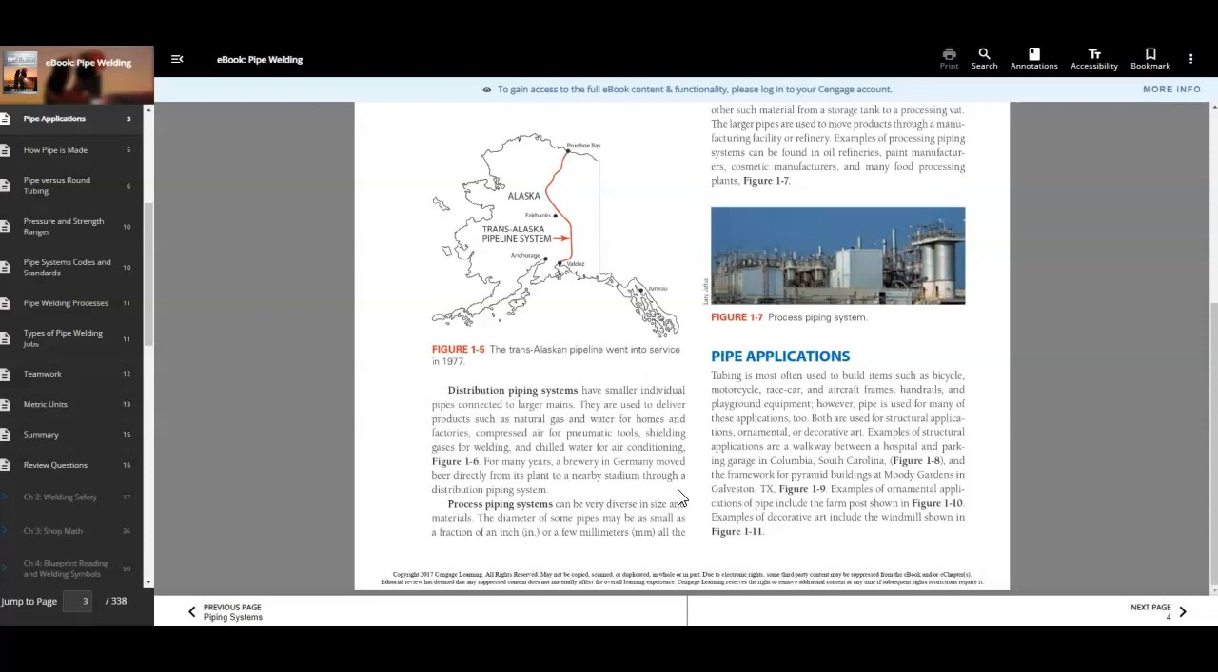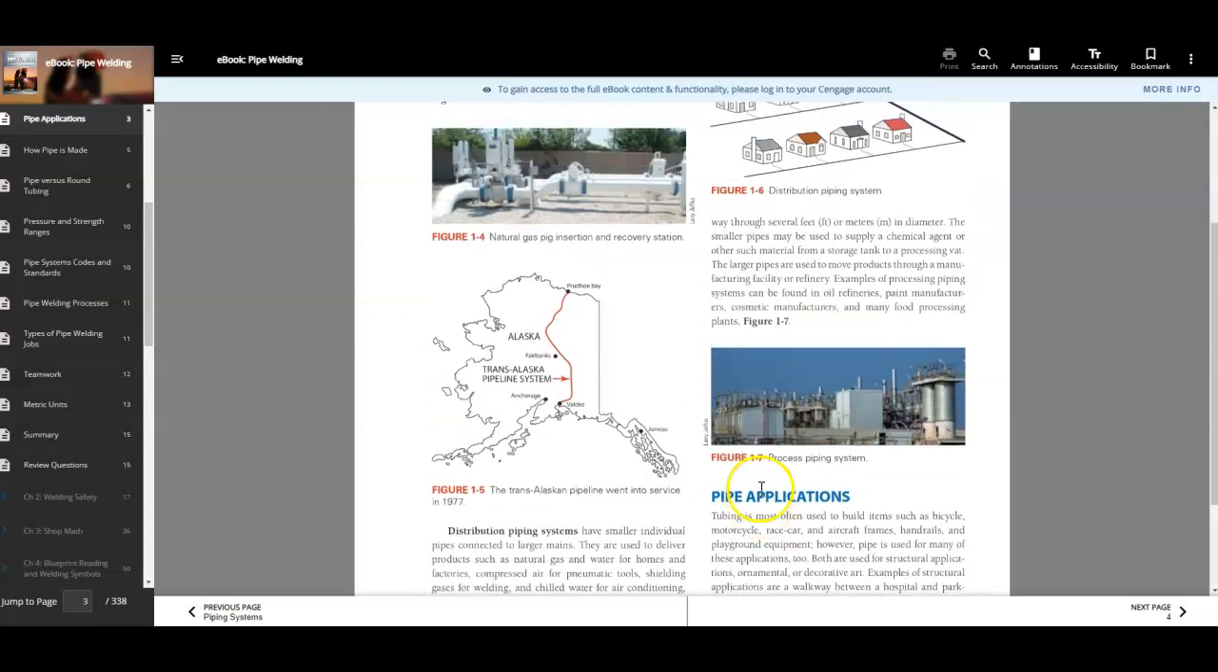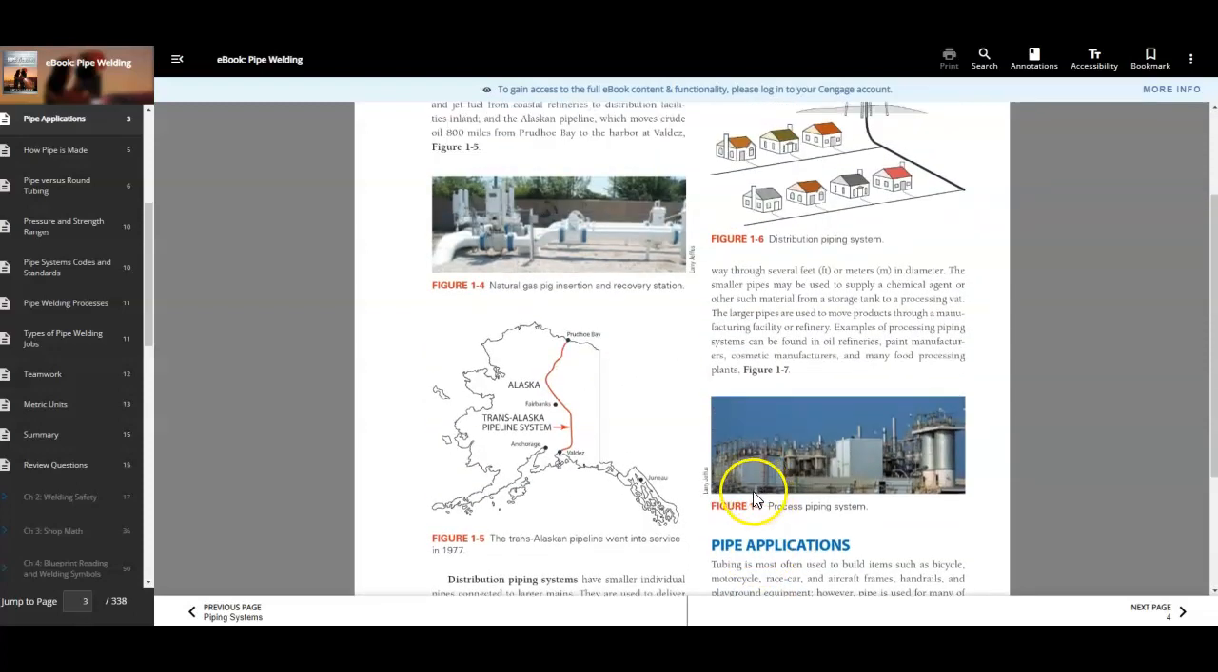Process piping systems can be very diverse in size and materials. The diameter of some pipes may be as small as a fraction of an inch or a few millimeters, all the way through several feet or meters in diameter. The smaller pipes may be used to supply a chemical agent or other such material from a storage tank to a processing vat. The large pipes are used to move products through a manufacturing facility or refinery.